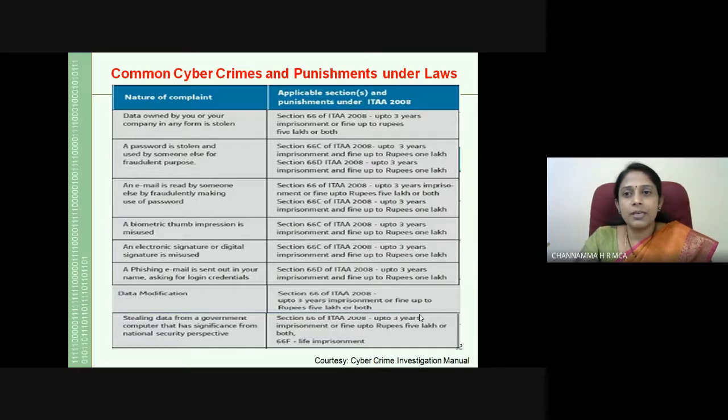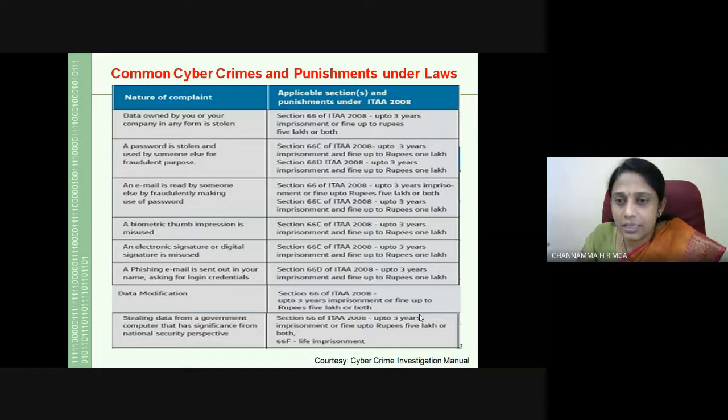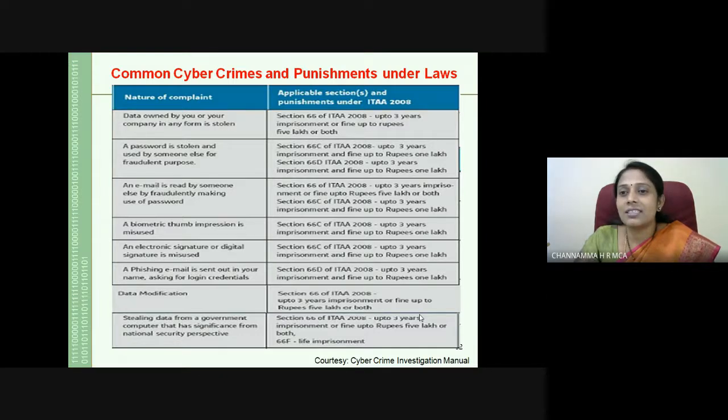And some of the laws are mentioned here, that is, the punishments for those cyber crimes. Data owned by you or your company in any form is stolen. That is nothing but identity theft, or some data which belongs to somebody. If they steal the data, what could be the punishment? That is 3 years of imprisonment or a fine up to 5 lakhs. And a password is stolen and used by someone else for a fraudulent purpose, so for that again 3 years of imprisonment and a fine up to rupees 1 lakh.